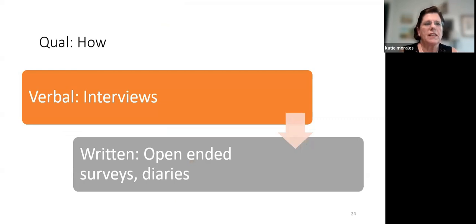So how we collect our data can be verbal interviews or written open-ended surveys or diaries. And I just want to caution you as you do this to make sure when you're writing an IRB to include anything you think you might want to include in your data.